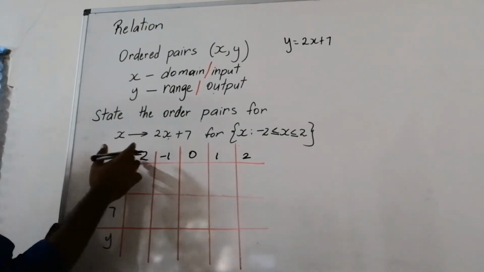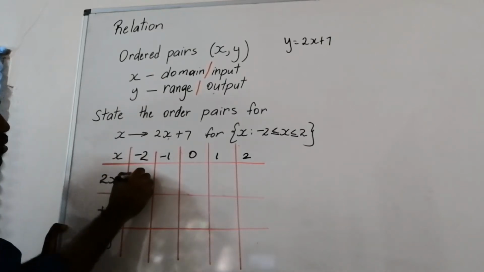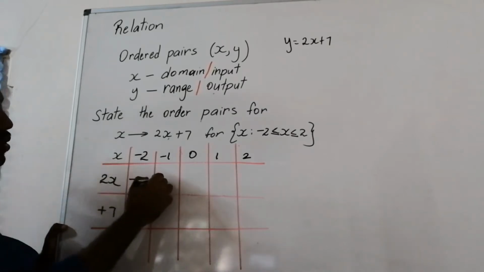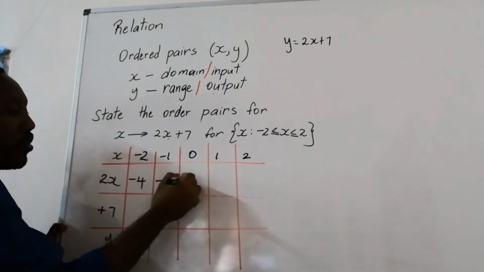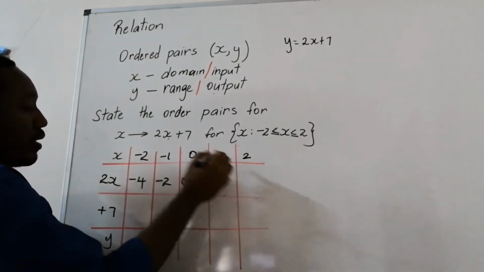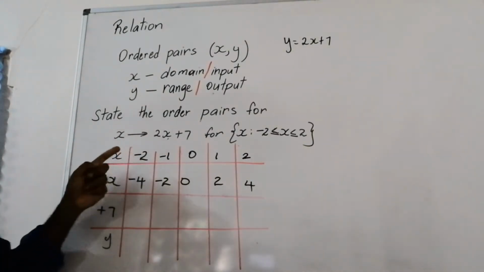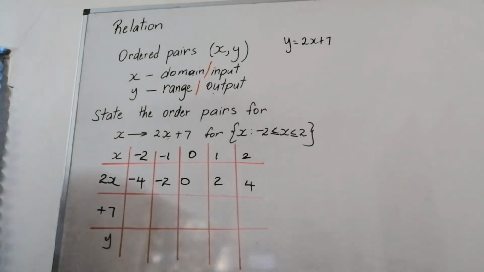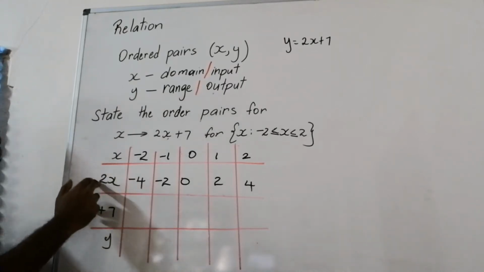-2 times 2 will give us -4. -1 times 2 gives us -2. 0 times 2 gives us 0. 1 times 2 gives us 2. And 2 times 2 is 4. So we did the 2x part. We multiplied everything by 2, because it says 2 times x.